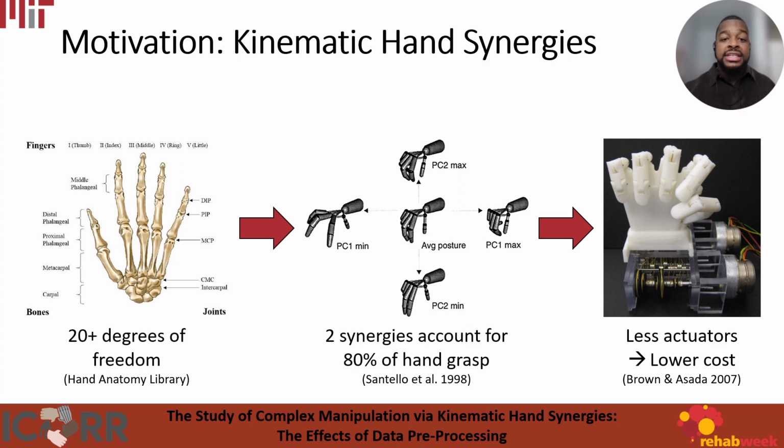Importantly, synergies have been used as a basis of control for both rehabilitative and prosthetic devices. This is shown in the anthropomorphic hand on the right that uses only two motors to actuate all 20 degrees of freedom.